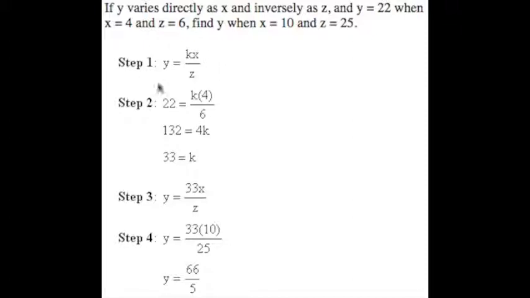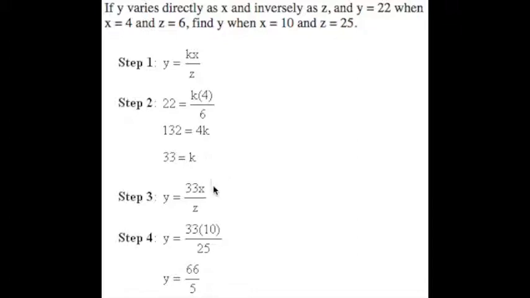So step one, we just set up our formula. Then the question is going to go on to give us the stuff we need to solve for k. And y equals 22 when x equals 4 and z equals 6. We use that information to find k, our constant. So we plug it into our formula, basic algebra, solve for k. We find that k is 33.